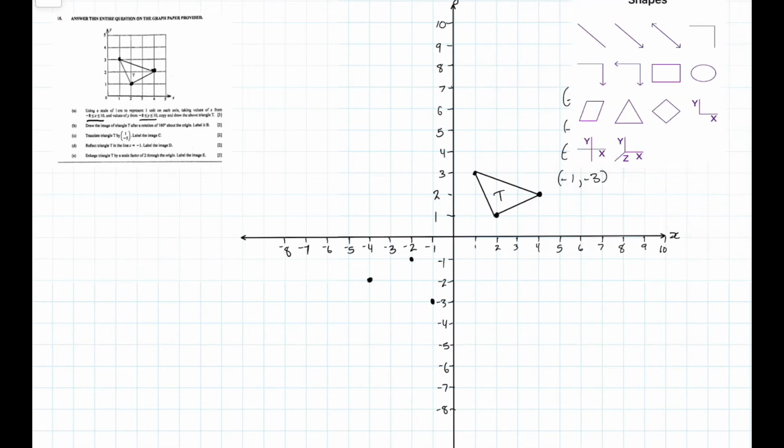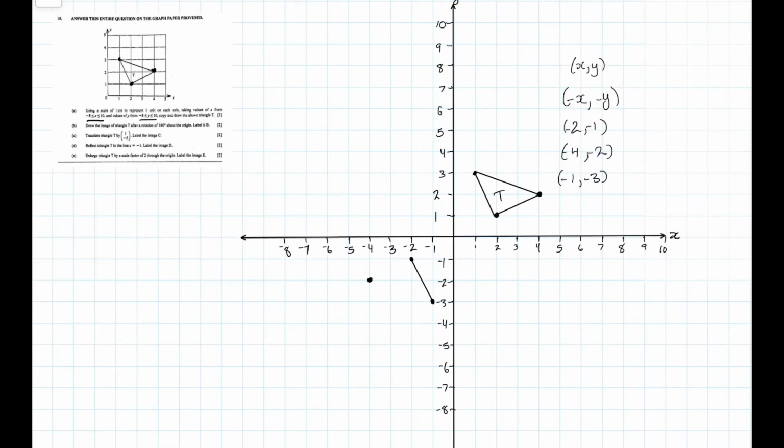So now we're going to join those points for this new shape. And it says to label this one B. So basically this shape was rotated 180 degrees, and that's how we do that rotation there.